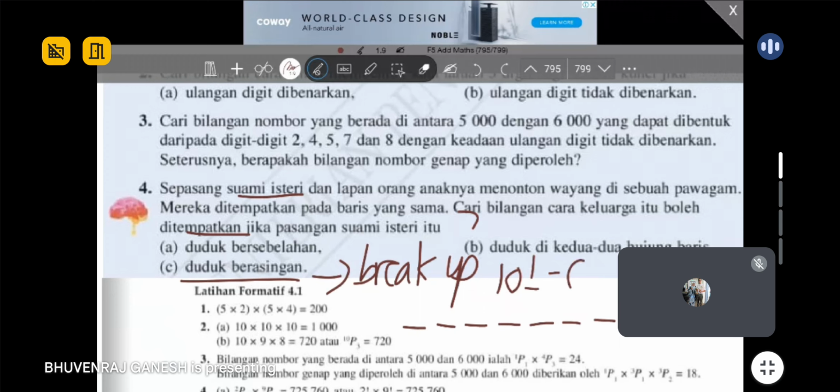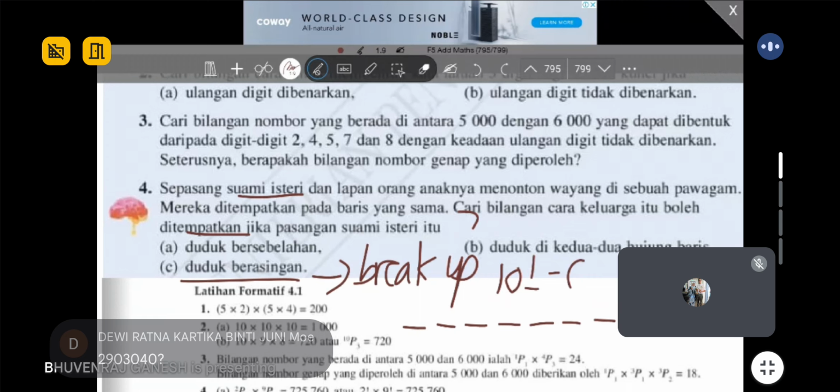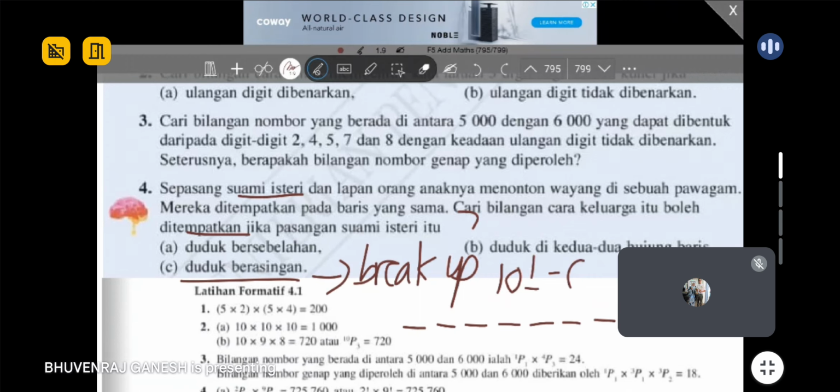Okay, so now let's say the husband and wife sit together. Okay, correct. Mereka duduk secara bersebelahan. So how many ways the husband and wife can sit together? It is basically your answer in part A. Means 10 factorial, tolak jawapan kat bahagian A. That is your answer for question C. Boleh dapat guys? So this is the method.